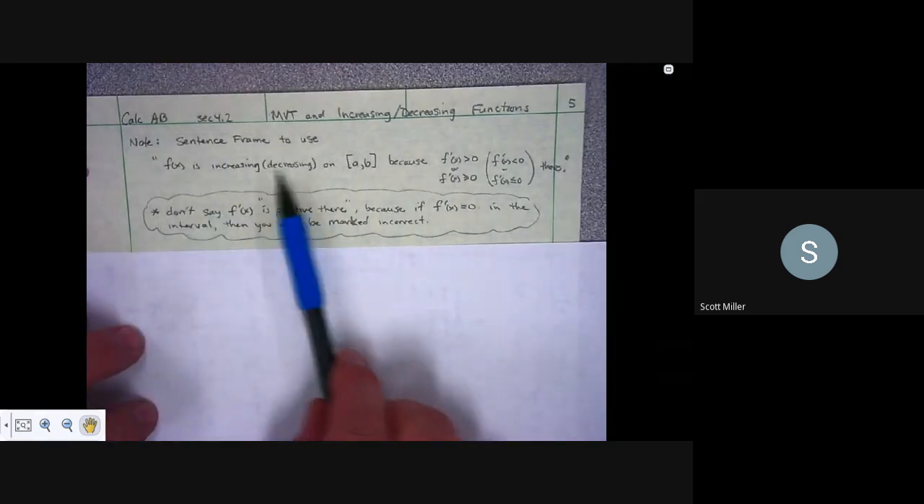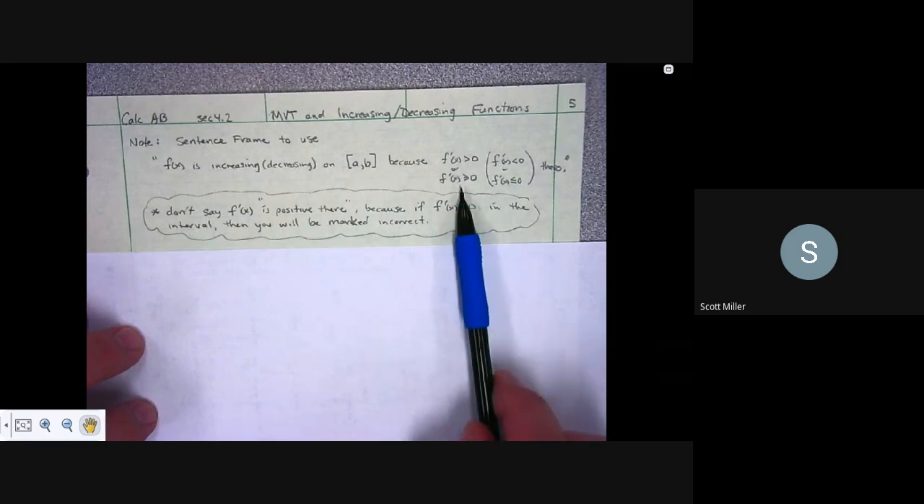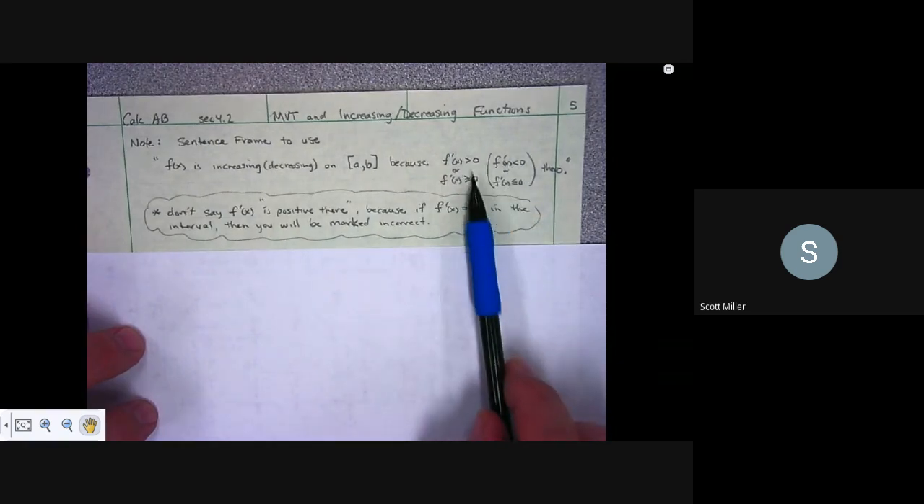The next thing we have here, I got a couple more things and then one more example. So this is like a little sentence frame to help you write out your answers when you do these problems. The function is increasing or decreasing on this interval because of this reason here, or decreasing for this reason here. So you can use either one of these two symbols. It should be still fine.